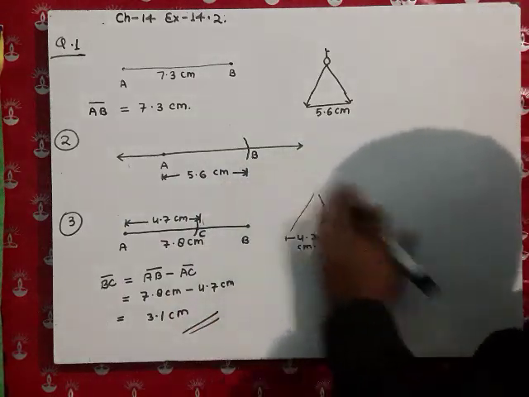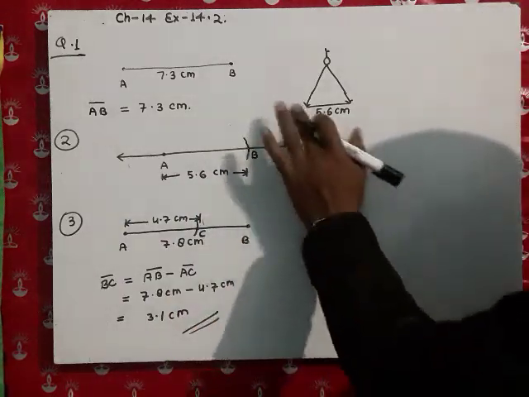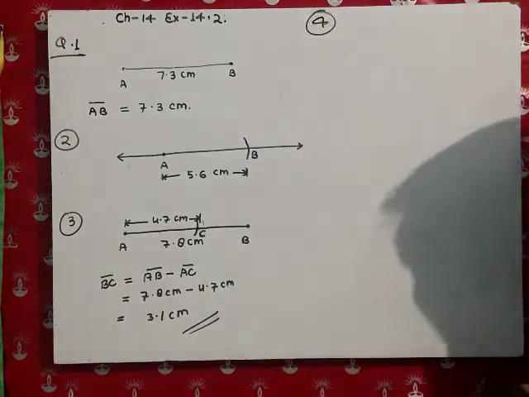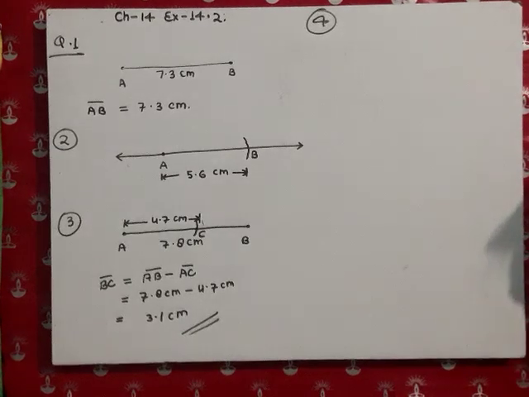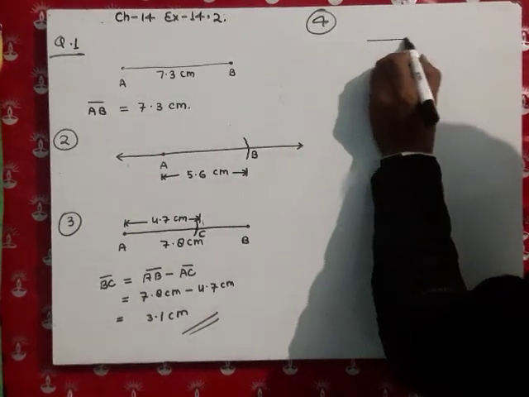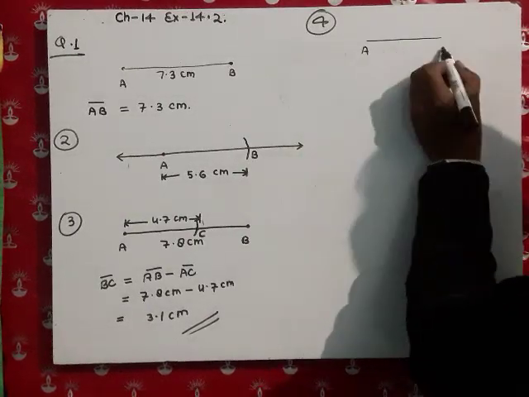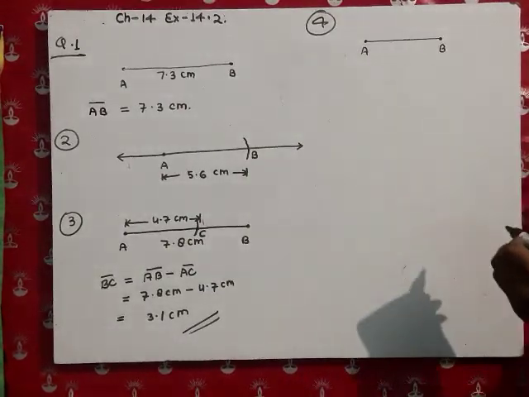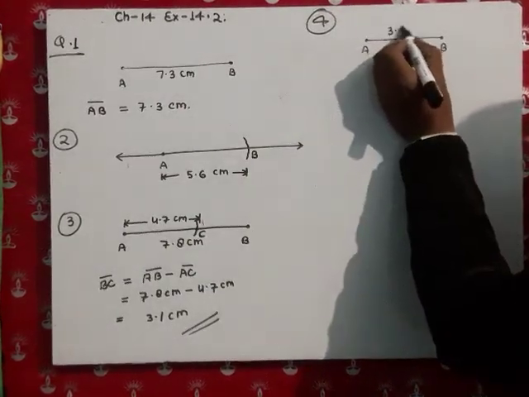Okay. Now going to question number 4. Here I am going to question number 4. The question says: given AB of length 3.9 centimeter. So here it is given that AB is a line segment of 3.9 centimeter.